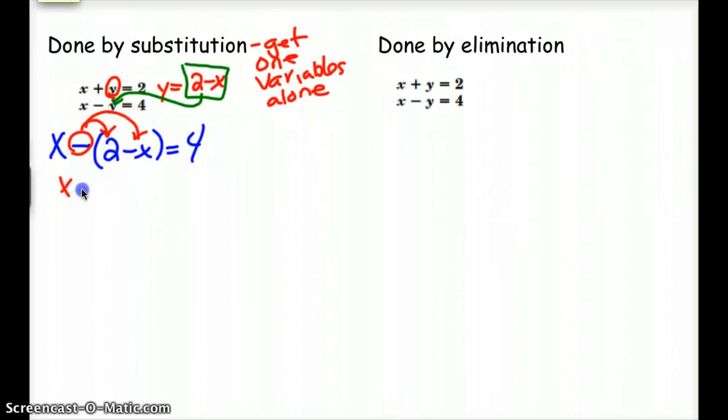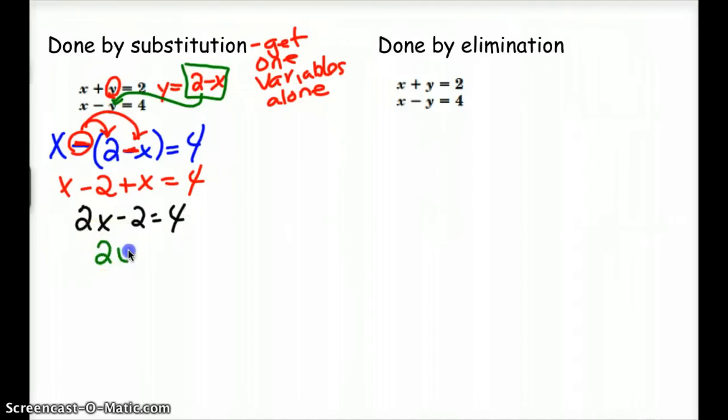So I'm getting x minus 2 plus x, minus a negative is a plus, x equals 4. X and x is 2x, combining my like terms, minus 2 equals 4. Move your 2 to the other side. 2x is 6. And then divide by 2. X equals 3.